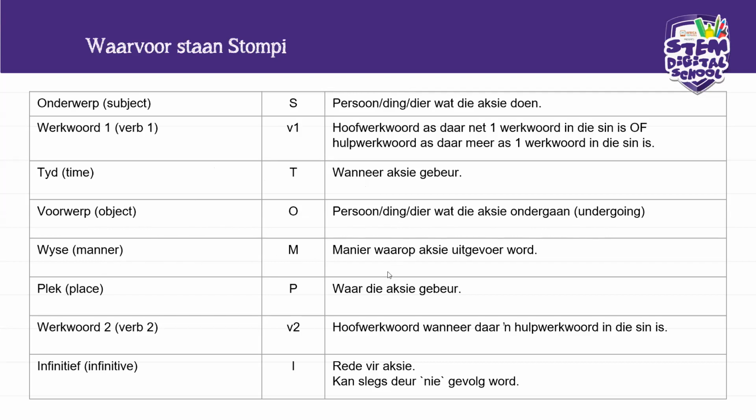That's the manner in which the action is taking place. Plek or place would be where the action is taking place. Then verb 2, that would be a hoofwerkwoord wanneer daar 'n hulpwerkwoord is. So this would be your main verb if there is a hulpwerkwoord in verb 1. And then, of course, the infinitive. The infinitive would be the reason for the action to take place.